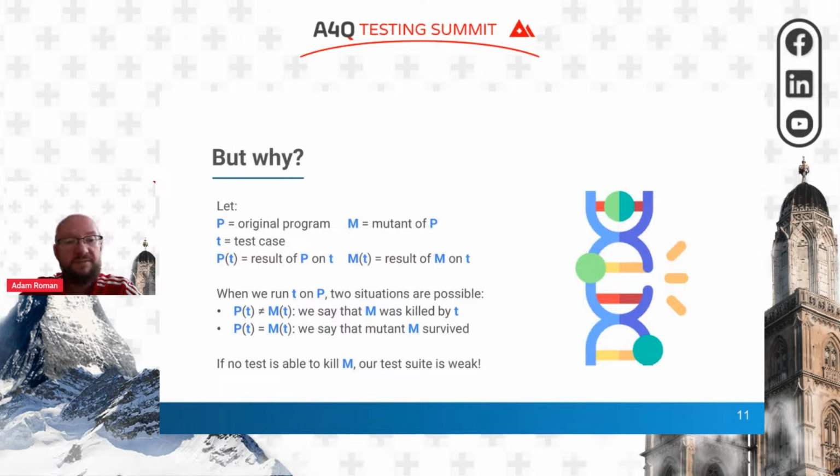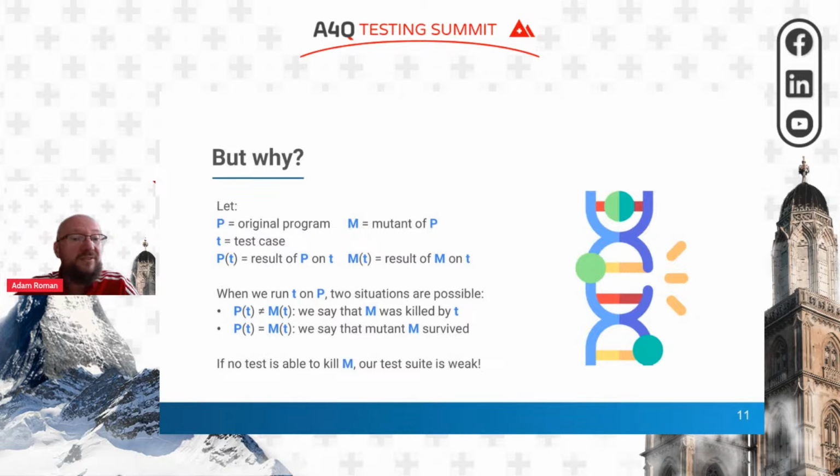So if they differ, we say that this mutant was killed by our test case, because our test case detected something wrong, right? The expected result should be P of T, but the actual result of this mutant is M of T. It's different. We detected that something is wrong. So we killed this mutant. Our tests were able to detect it.